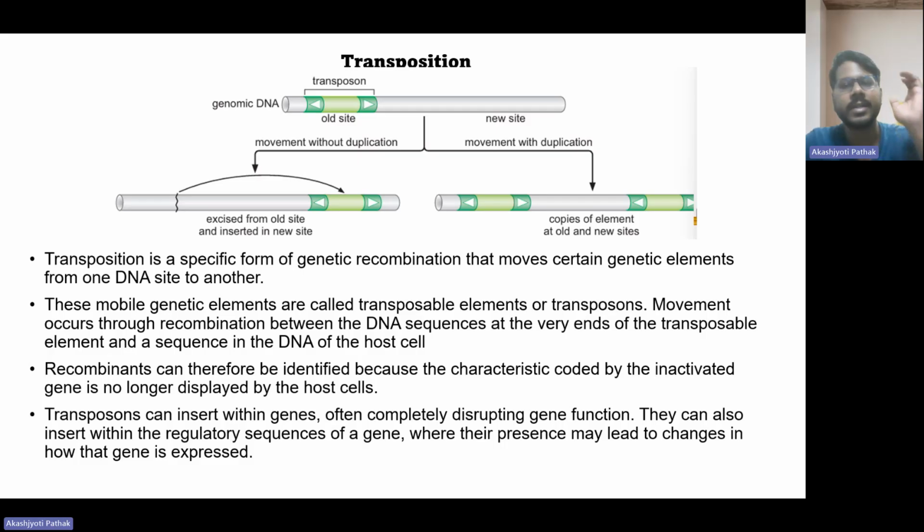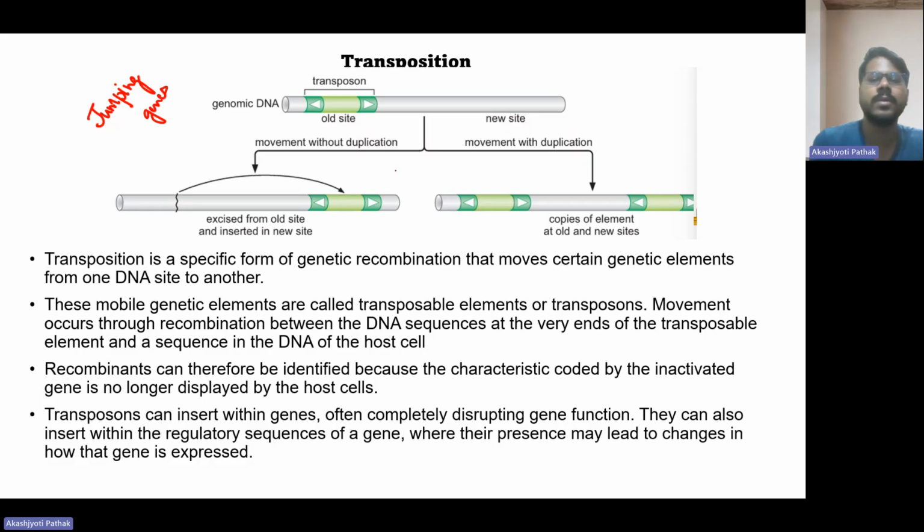Okay, now we will understand the transposition. I'll cover transposition today. So in transposition, basically, these are jumping genes. I hope you have heard about this term, jumping genes. Jumping genes are transposable elements. So there are particular sequences in the DNA or in the genome which can move from one region of the DNA to the other region of the DNA.